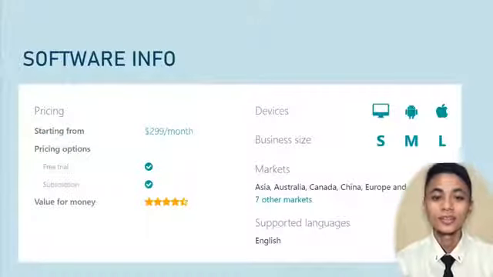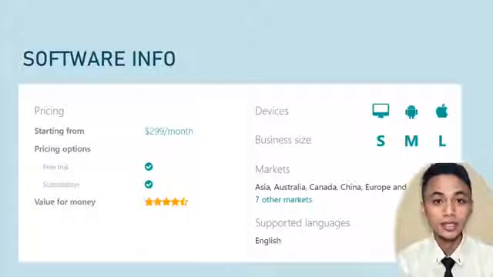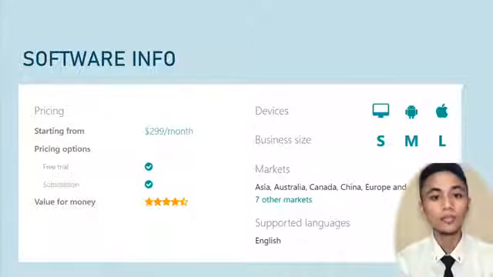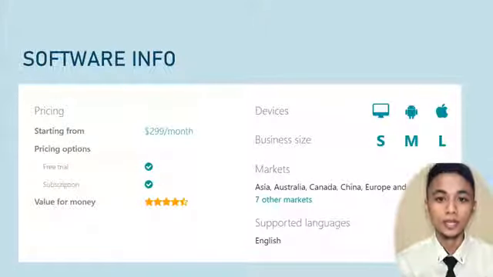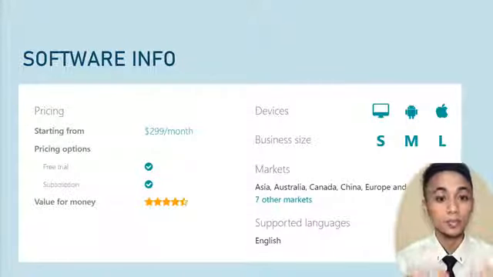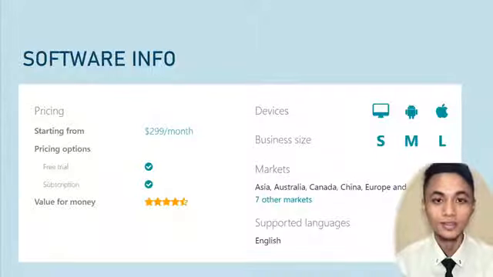This is the software info. The price is $299 or 1,285 ringgit per month. For me, it is a suitable price for this Rawang Bypass highway project because this software offers a whole aspect of project management. It has free trial subscriptions, and 4.5 stars for value for money. It is suitable for almost every device on the market, and for small, medium and large businesses. Also, it supports the English language, which Malaysians do not have any problem with.